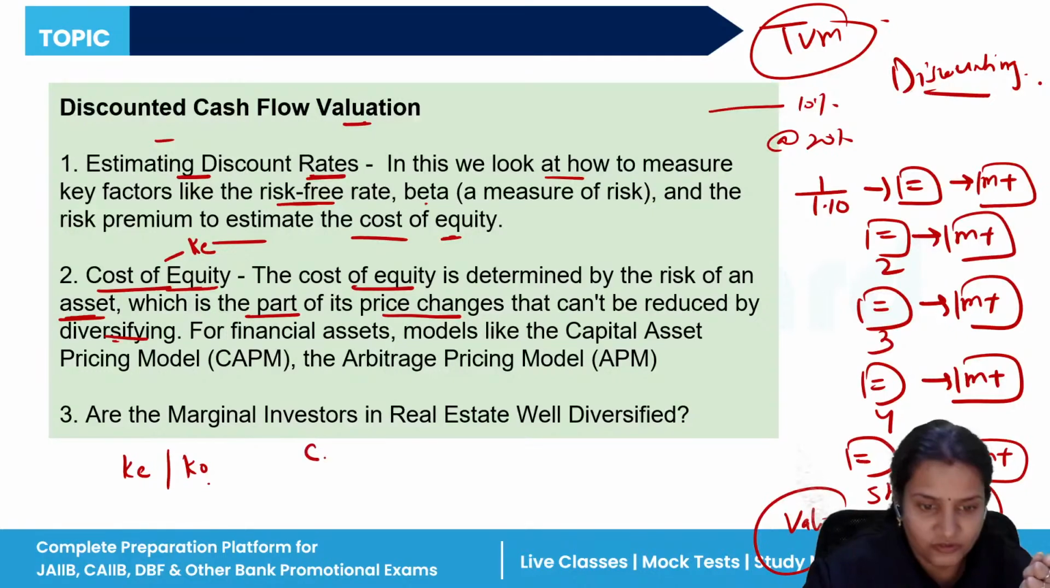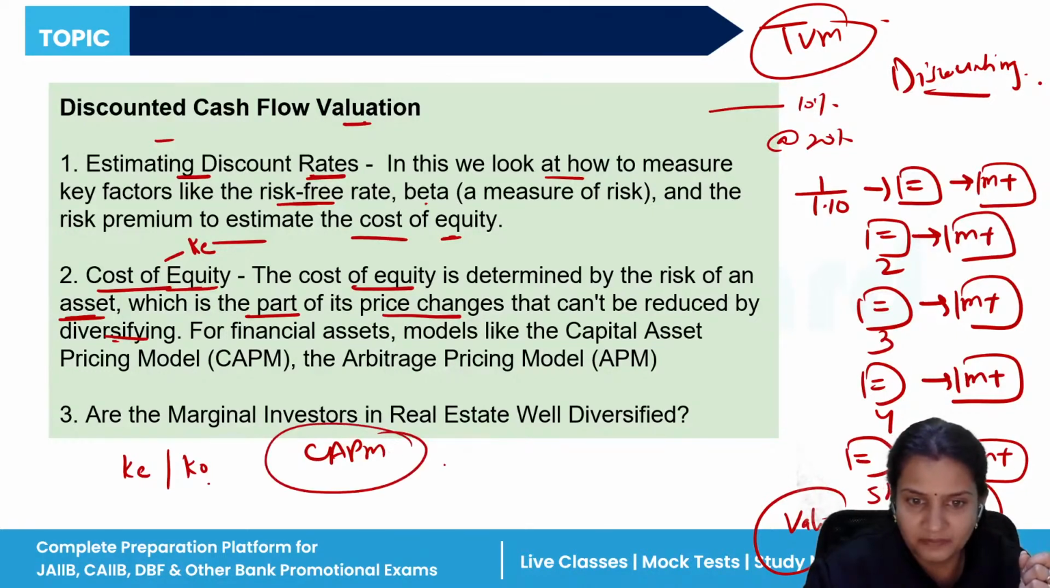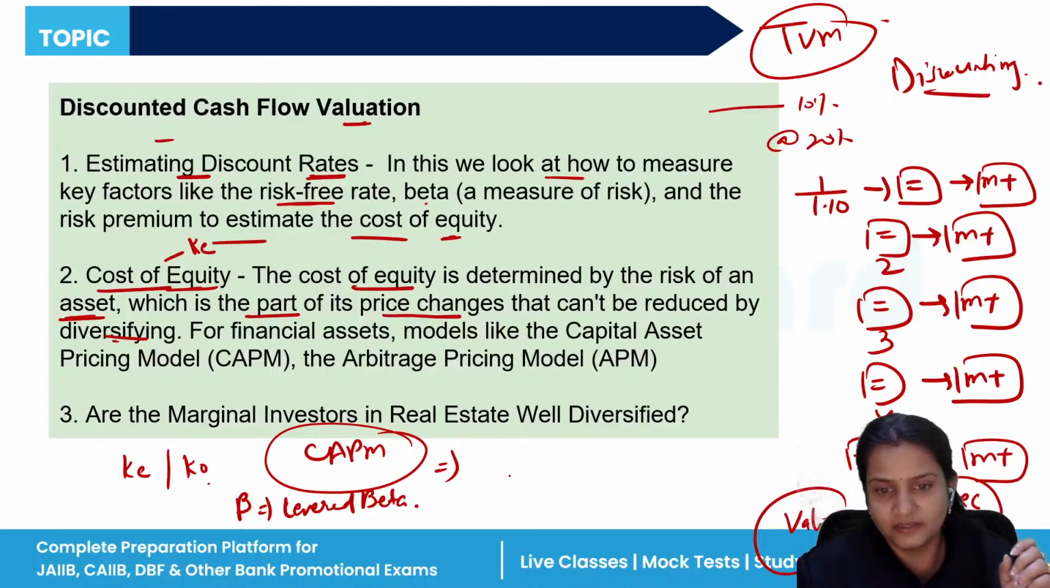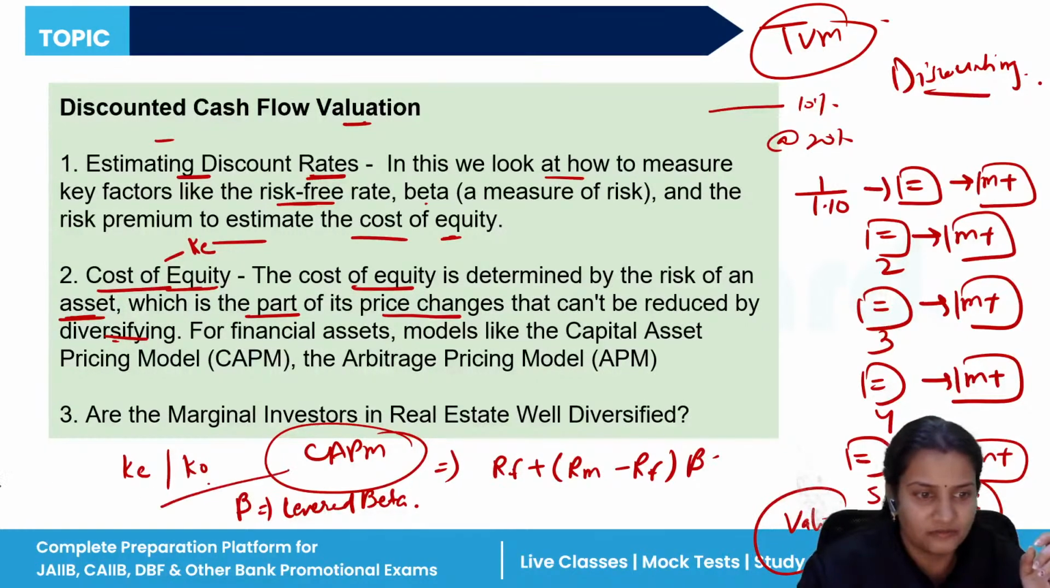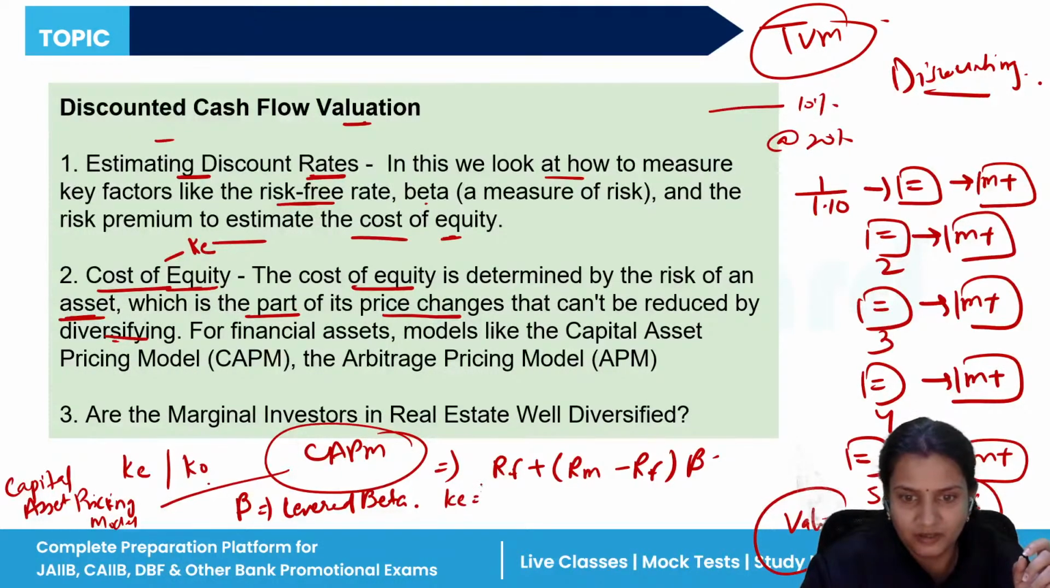So for this we have also learned what? The CAPM model, if you remember. Beta is denoted by B. This is levered beta. So what is RF plus RM minus RF into beta? This is the CAPM model. If you remember, we have done the capital asset pricing model to find what? Cost of equity. So this is RF, the risk free rate, then the market return minus the risk free rate, and the levered beta, that is the risk.